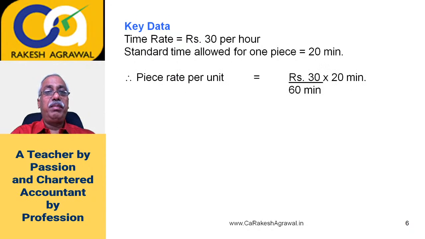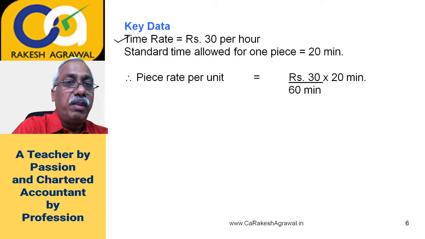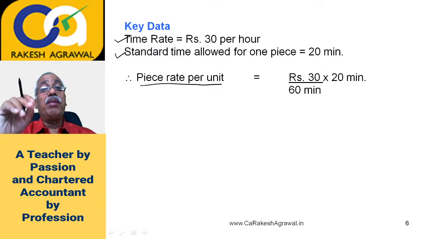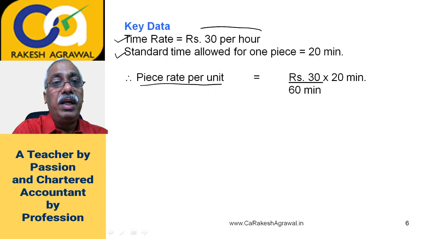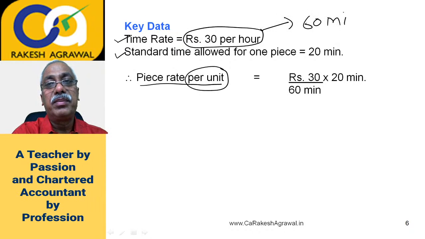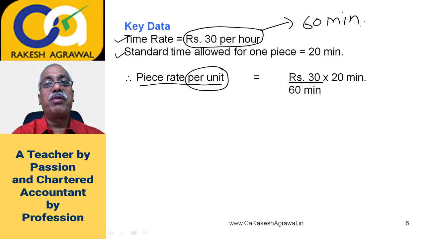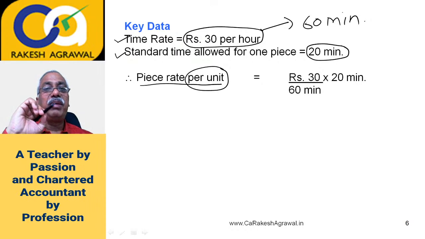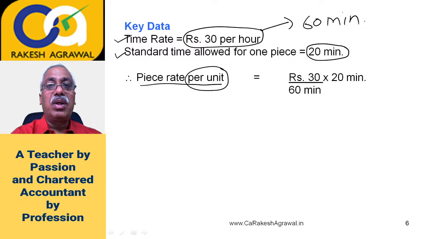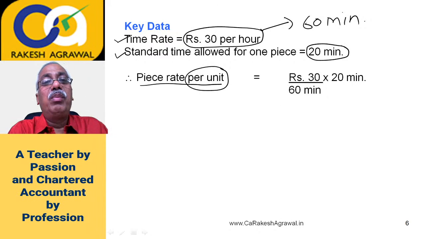Now we'll calculate piece rate per unit. From these two information, we can calculate piece rate per unit, that is rate per unit of output. So we are converting this time rate per hour into rate per unit. Now logically speaking, this 30 rupees is for 1 hour, means for 60 minutes. If you are ready to pay 30 rupees for 60 minutes, how much you will be ready to pay for 20 minutes? If for 60 minutes you are ready to pay 30 rupees, for 20 minutes naturally you will be ready to pay 10 rupees.